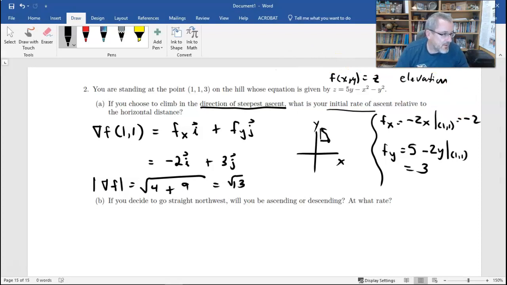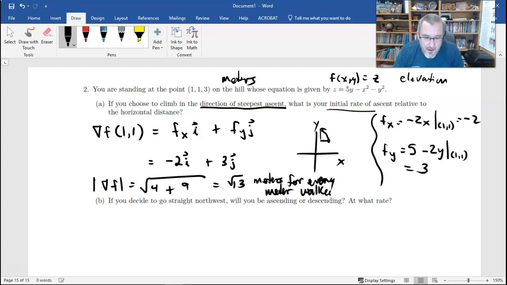Now I'm looking over here. Oh, they didn't simplify it. I was going to look to see if we have a simplification, but we don't have any units. So this would be, if you step in that direction, your elevation would increase by, let's say these are in meters, your elevation would increase by the square root of 13 meters for every meter in the direction of, here it comes, that gradient vector.